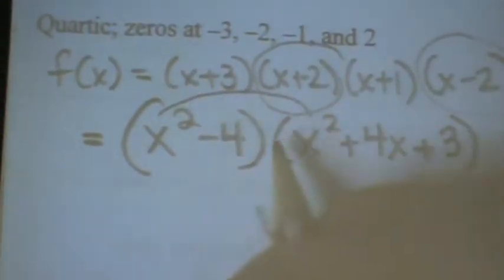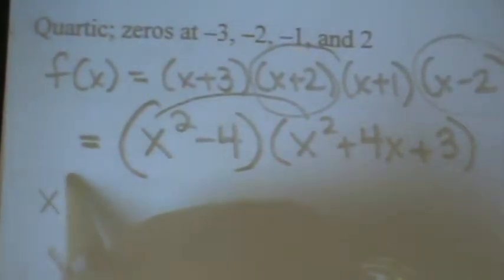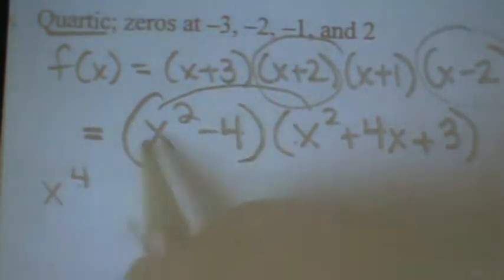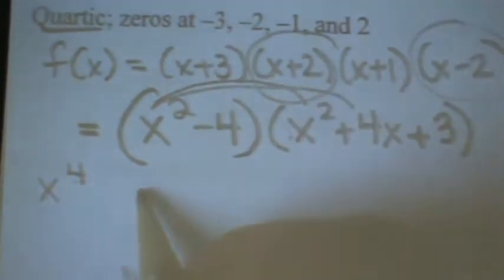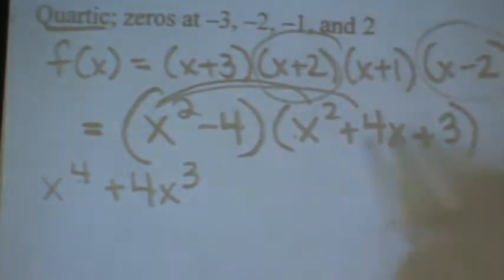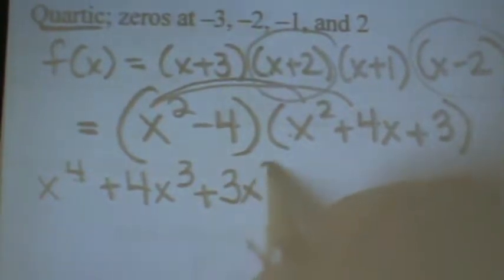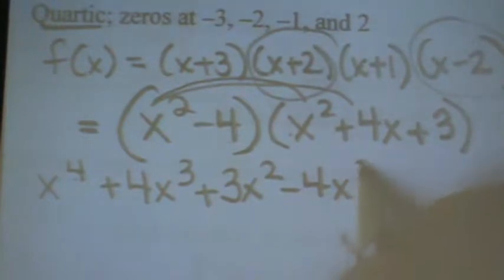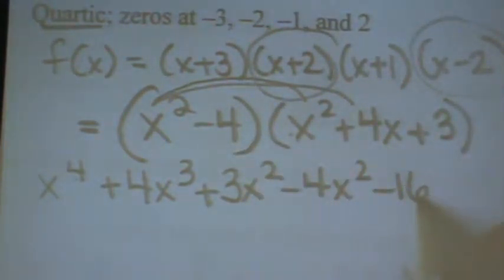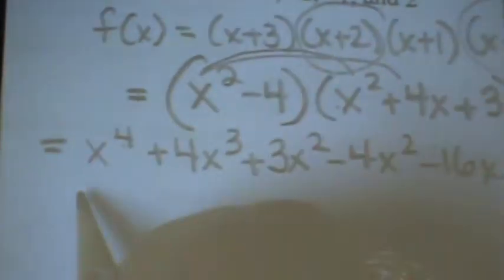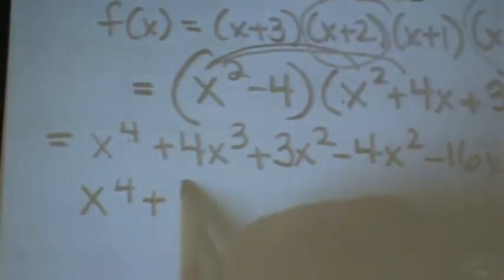What's x squared times x squared? Remember, it's a quartic. x to the 4th. x squared times x squared is x to the 4th. What's x squared times 4x? 4x cubed. And x squared times 3 is 3x squared. Now we gotta do negative 4. Negative 4 times x squared is negative 4x squared, minus 16x, and then minus 12. Should we do anything to this problem? Yeah, combine like terms, x squared, let's simplify. Negative 4x squared.